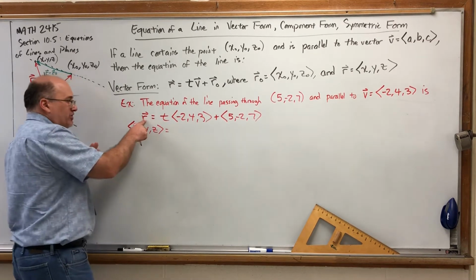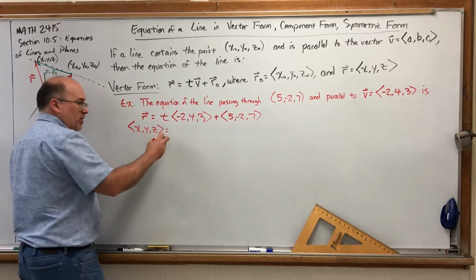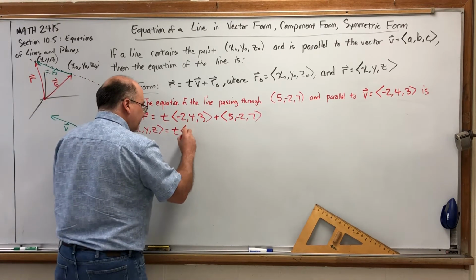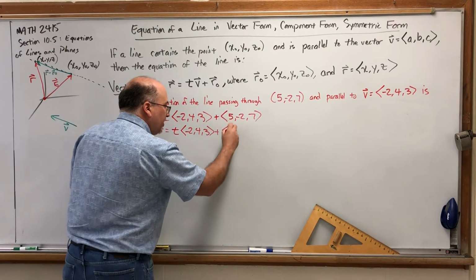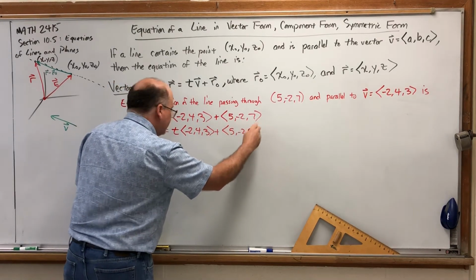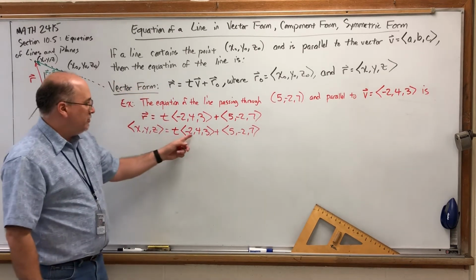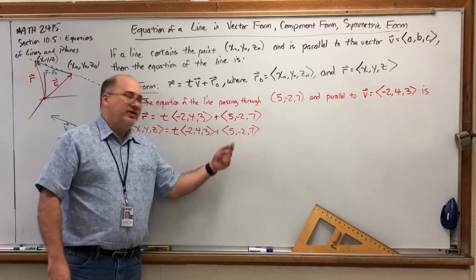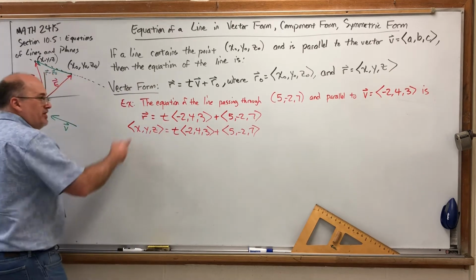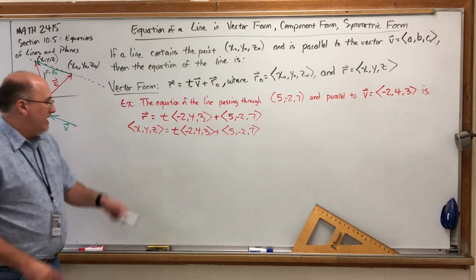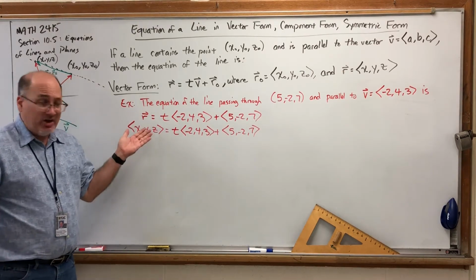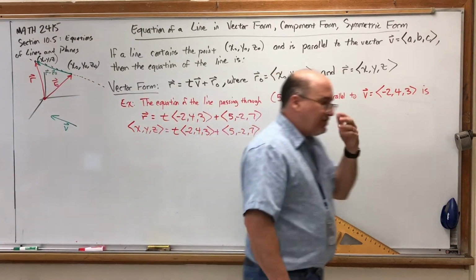If we replace vector r with its component form x, y, and z, then we get that the vector x, y, z is equal to t times the vector negative 2, 4, 3 plus the vector 5, negative 2, 7. This would be the equation in vector form. We didn't do an example last time, but it's really not that difficult to set up once you have a point and a parallel vector.